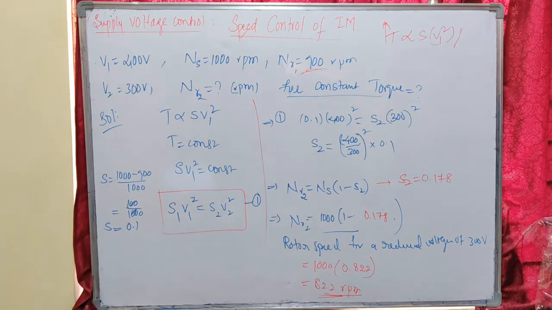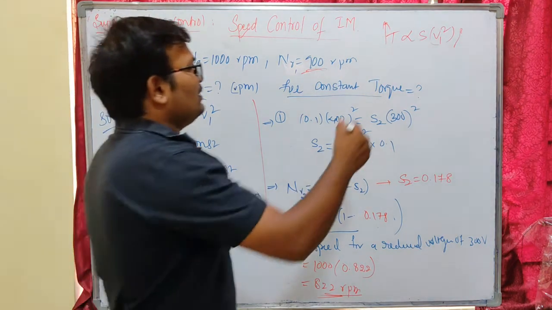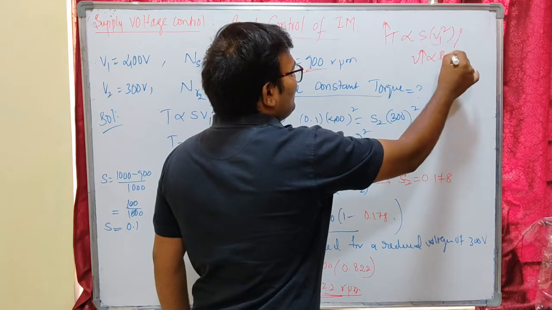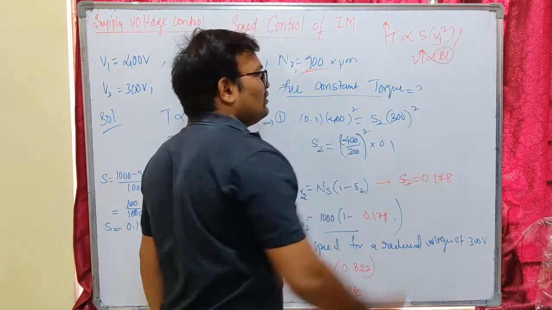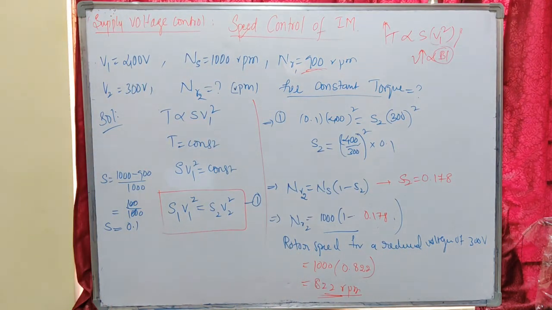And another one is a large change in supply voltage will result in a large change in flux density. Okay, as we change the voltage, the flux density will become different. So as we are changing the voltage by a high amount, the flux density will be large. That's why this method is rarely used. Okay, this is about supply voltage.